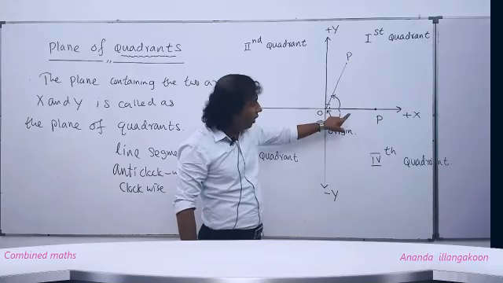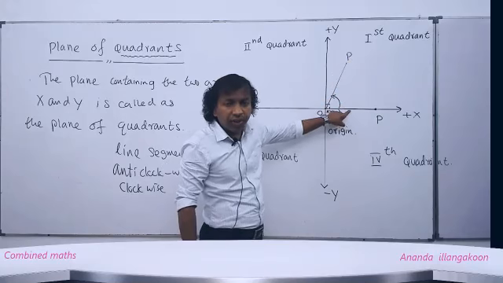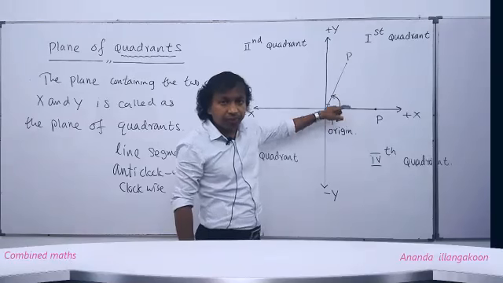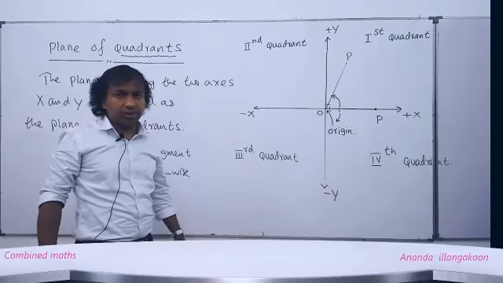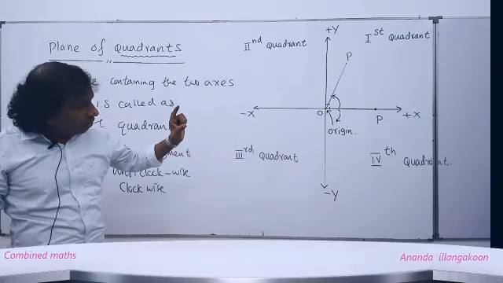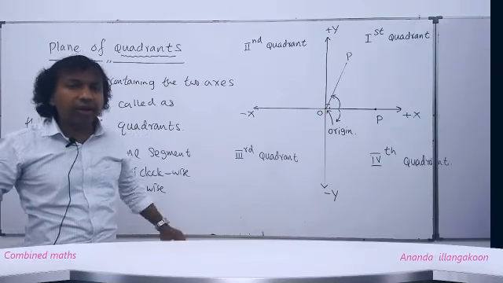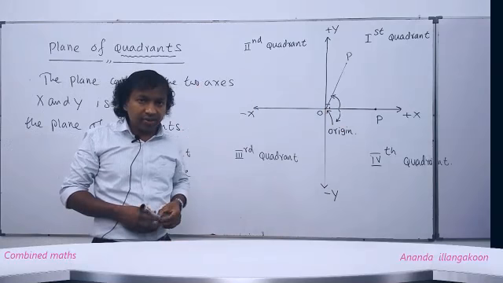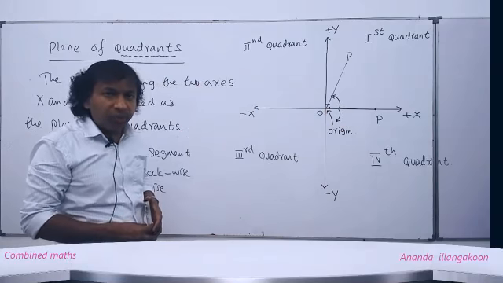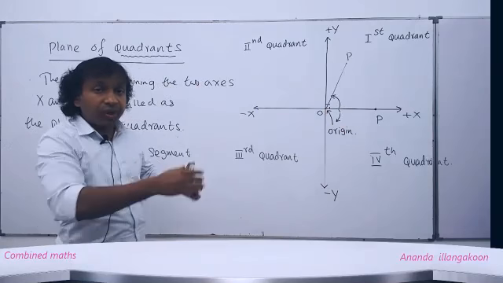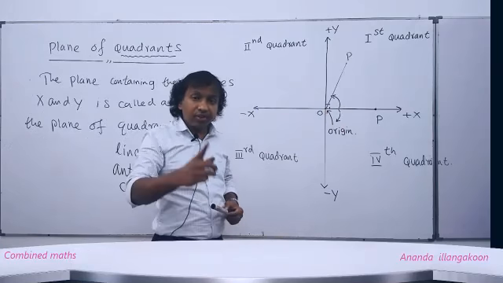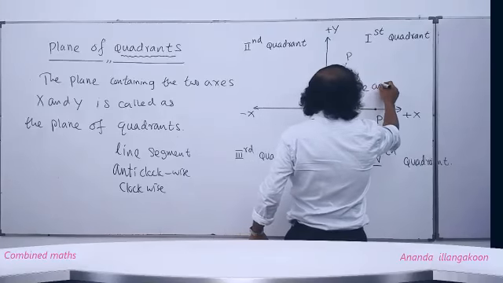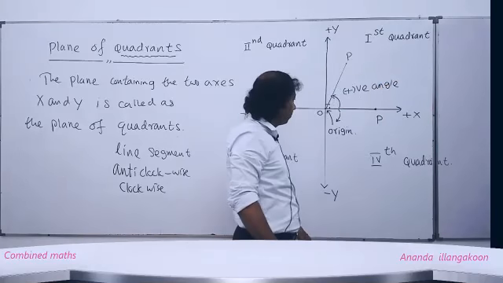Understood, children? From the initial position of OP on the positive x-axis, OP rotates in the anti-clockwise sense. You can see that an angle is generating between OP and the positive x-axis when OP is rotating anti-clockwise. That angle, people, we define as a positive angle.